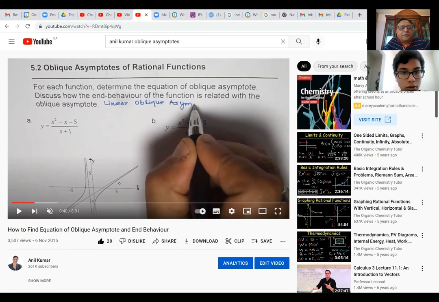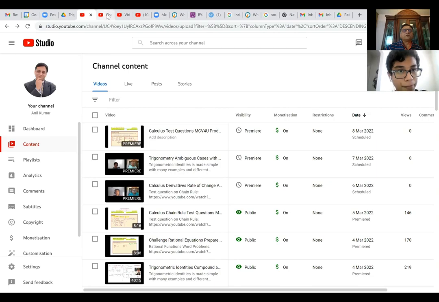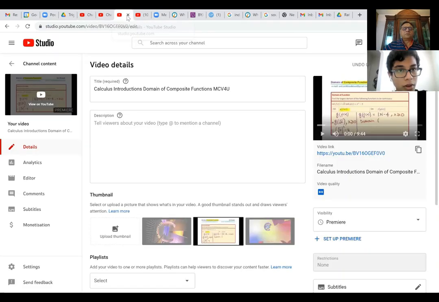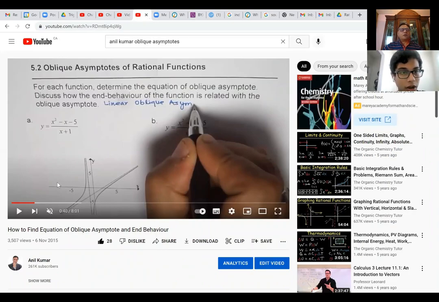Let's see the denominator. Oh, the screen is not visible to you? No, I can see. I think you just went to a different tab. Oh, okay. I see. That's good.